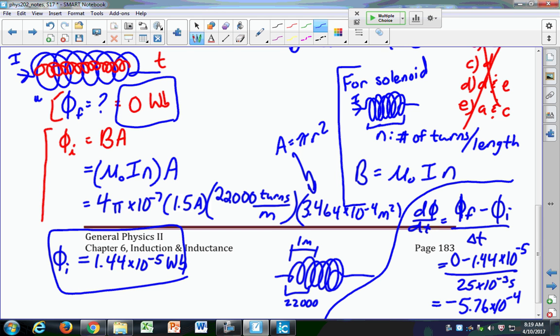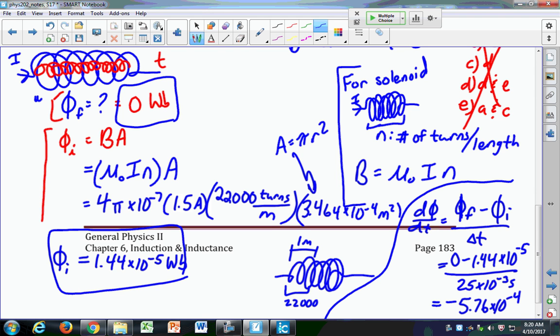Now, let me step back through what we did here. So we have this coil within a coil. The blue coil has a current that changes. That goes from a current of 1.5 amps down to a current of 0 amps in 25 milliseconds. So I calculate my magnetic flux in the final state. There's 0 current, so there's 0 Webers of magnetic flux. And then I do it for the initial point. That is, what is my magnetic field times my area?